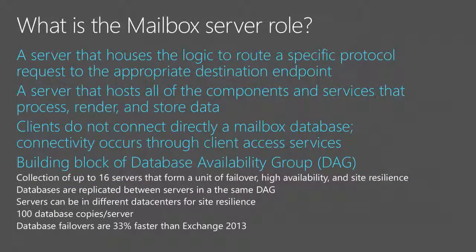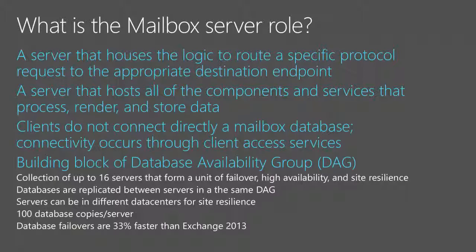So what is the mailbox server role? It is the internal role. It's the server that hosts, processes, renders, and stores all of the data. That's mailbox data or public folder data, which also exists in user mailboxes now. It's also a server that houses the logic to route requests. So it's got the client access service components in as well. So clients will talk to the client access service component of the mailbox server, and that component will then proxy that request to whatever mailbox server hosts the active copy of the user's mailbox, okay? Just like we would proxy in 2013.